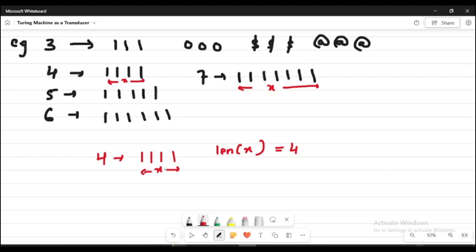For example, I consider this entire run of ones as a string x. The length of the string is found by counting the number of ones: 1 2 3 4. So the length of x is 4. The length of the string itself becomes a number. Now we want to add any two numbers and produce a result. The question is, how should we give an input to the Turing machine? We will see that part.